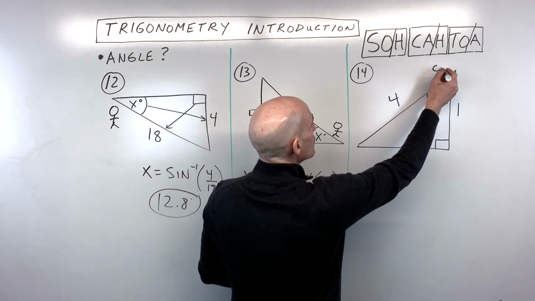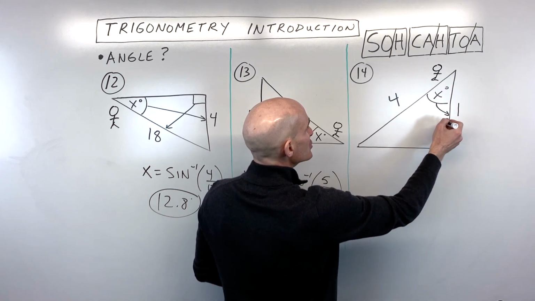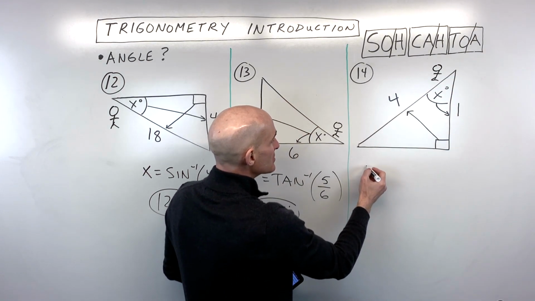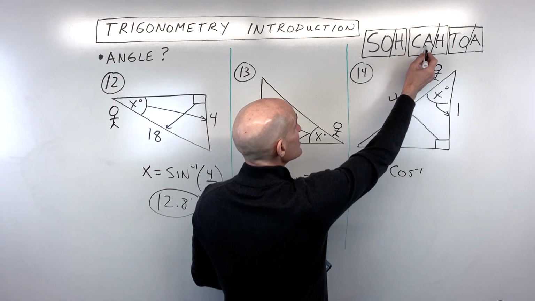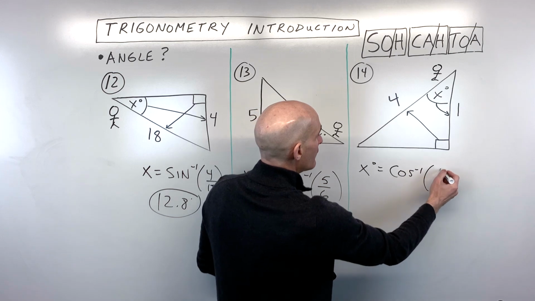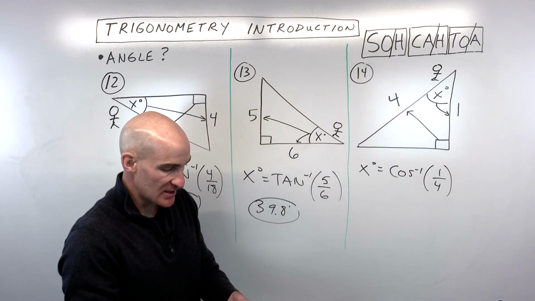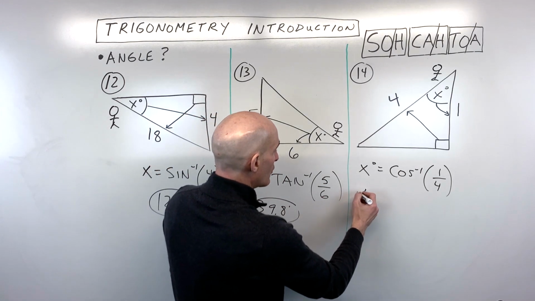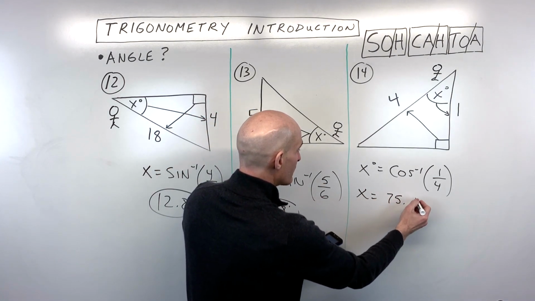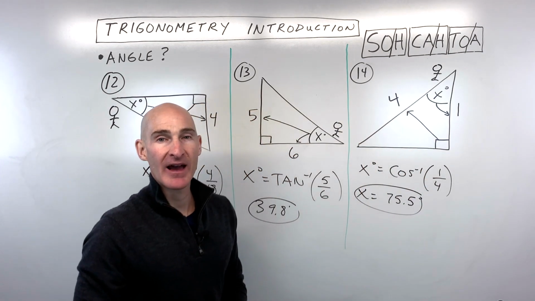If I was doing this one, I would position myself at the angle. It looks like we have adjacent and hypotenuse, so x is going to equal the cosine inverse of the adjacent over the hypotenuse, 1/4. So that's going to be cosine inverse of 1/4. And I'm getting an angle of 75.5 degrees approximately. And you've got that one.